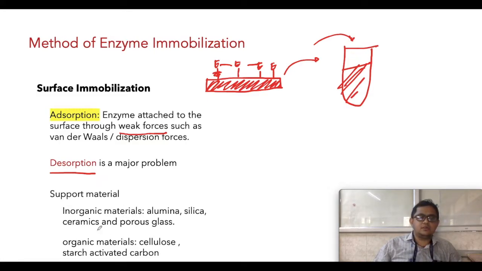And what materials can be used for surface immobilization using adsorption? Mainly you can use inorganic materials like alumina, silica, ceramics and glass. These are all inorganic materials that you can use as a support material. When it comes to organic materials, you can use cellulose, starch, activated carbon, etc. There are so many other materials that can be used in adsorption.